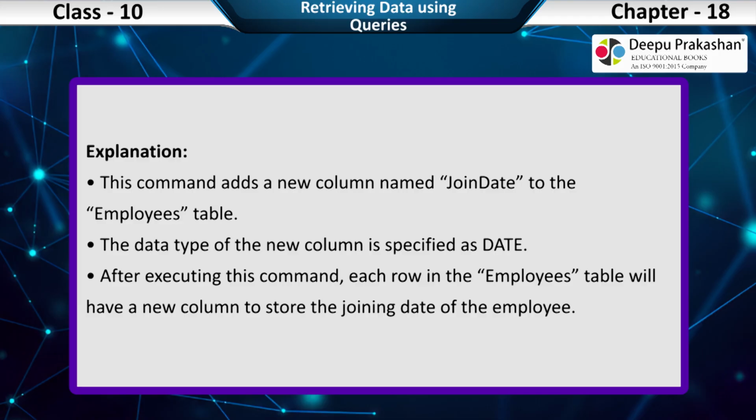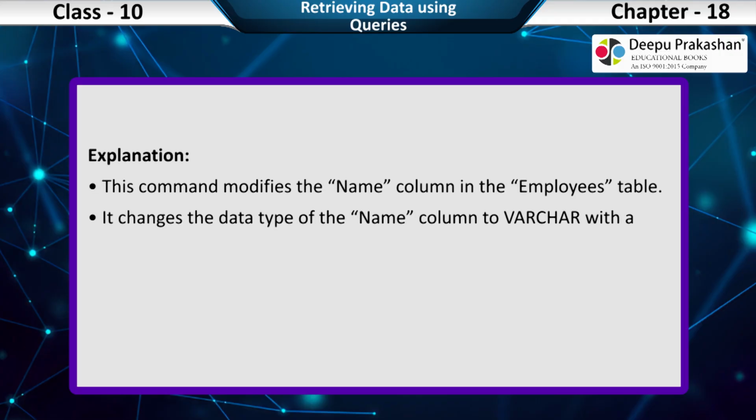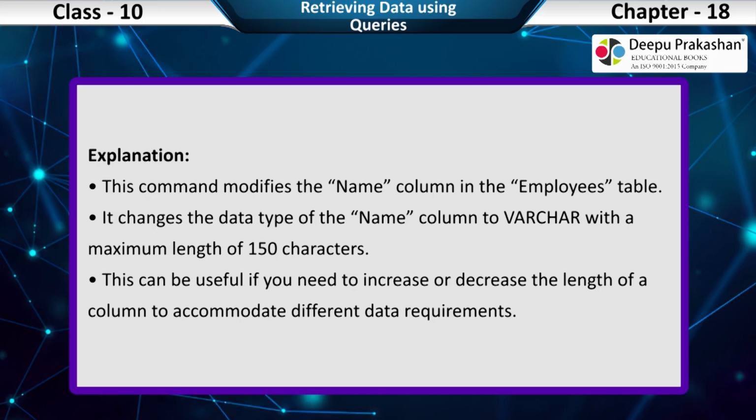Explanation. This command modifies the name column in the Employees table. It changes the data type of the name column to varchar with a maximum length of 150 characters. This can be useful if you need to increase or decrease the length of a column to accommodate different data requirements.